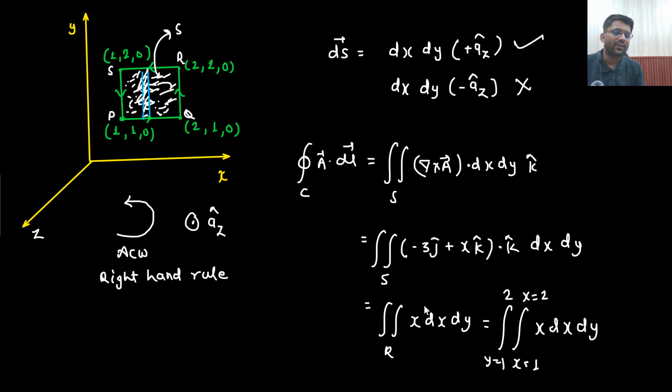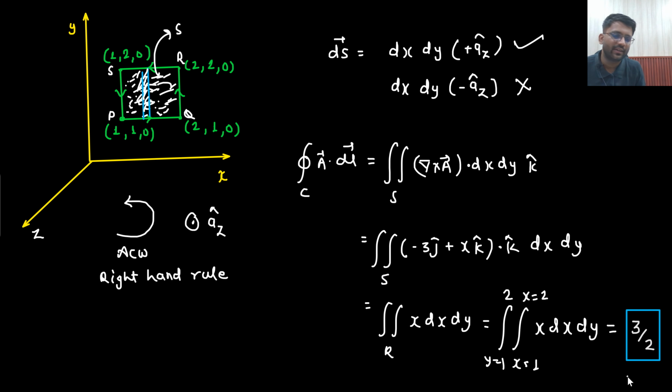This kind of double integral we have already studied: x dx dy. X is going from 1 to 2, y is also going from 1 to 2. Both are constant limits, so any order you can write. So here you will get x square by 2, which will become 3 by 2, and for y it will be 1 only. So when you solve it, the answer is coming out to be 3 by 2. That's it. This is the answer.